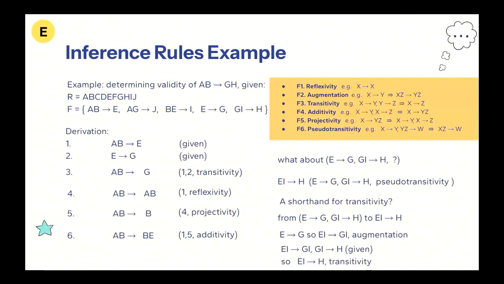So in the end, we are starting from E determines G, and GI determines H, to EI determines H. So that's why pseudo transitivity is a shorthand for transitivity. It's like doing the augmentation and transitivity within one rule. So that's why it is called a shorthand for transitivity.